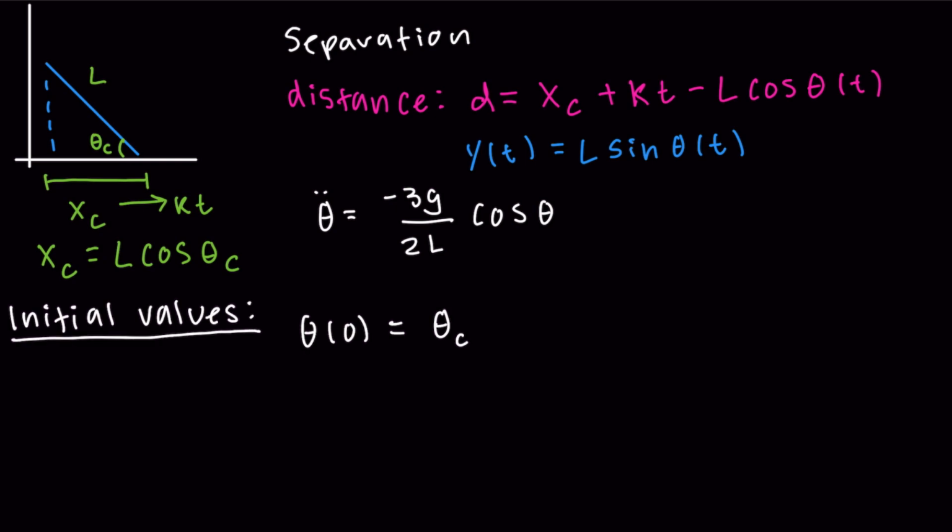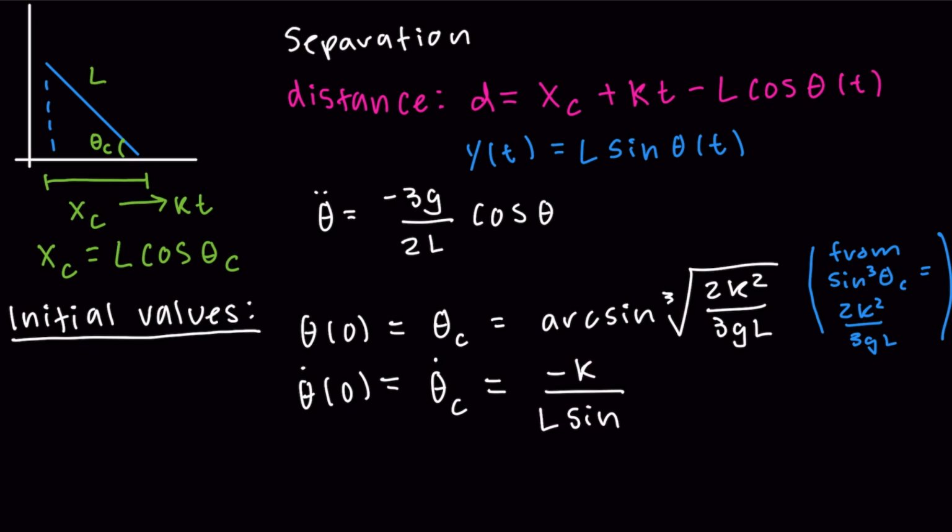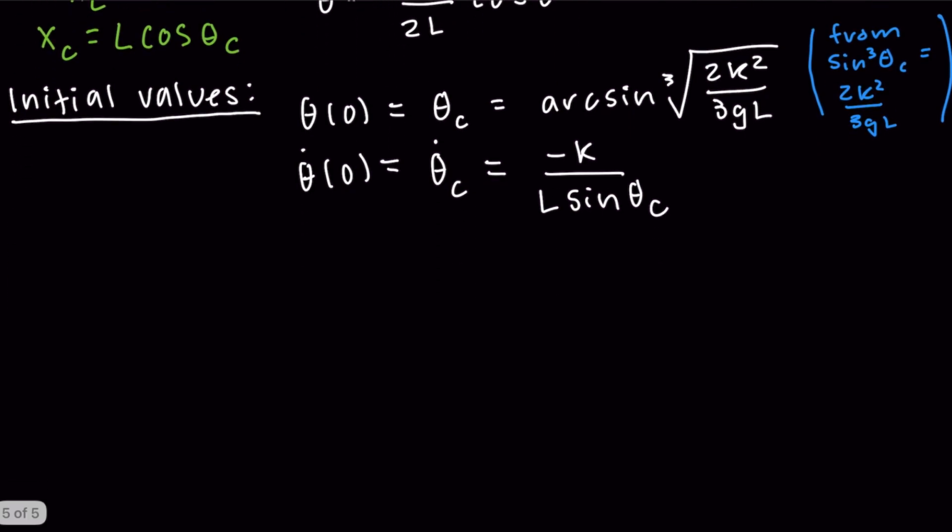First, we have theta 0 is equal to theta critical, which is arcsine of the cube root of 2 k squared over 3gL. And this comes from a sine cubed theta c equation. Next up, we have theta dot 0, which is equal to theta dot c, which is equal to negative k over L sine theta c.